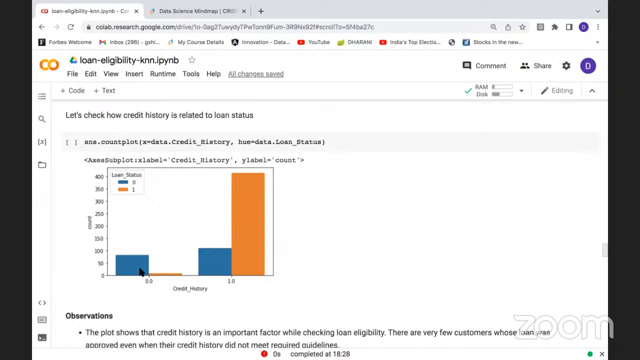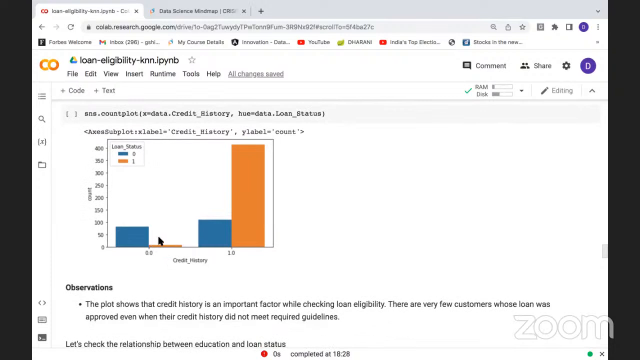Okay, so if you see here, credit history, and this is the count, right? It is a count plot. So it is giving how many people. Blue color is 0 and orange color is 1 with the credit history. So what are the inferences from this? This shows that credit history is a very, very important factor while checking the loan eligibility. There are very few customers whose loan was approved, where the credit history did not meet the guidelines, yet they got the loan approved.